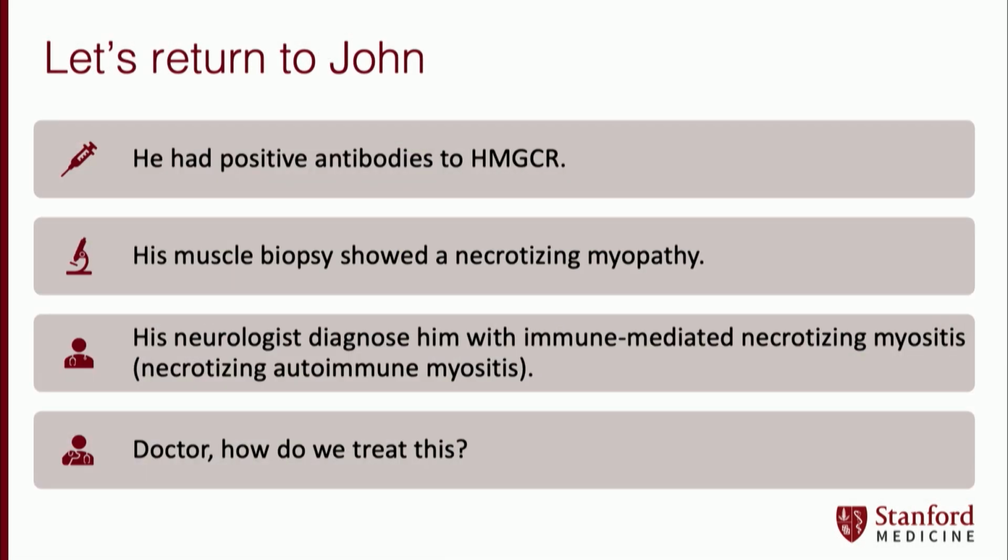So now let's return to John. He had positive antibodies to HMGCR, which is one of the antibodies that are associated with a specific disease. His muscle biopsy showed a necrotizing myopathy. And so his neurologist diagnosed him with immune-mediated necrotizing myositis or myopathy, which we also call necrotizing autoimmune myositis. And so he says, "Doctor, how do we treat this?"